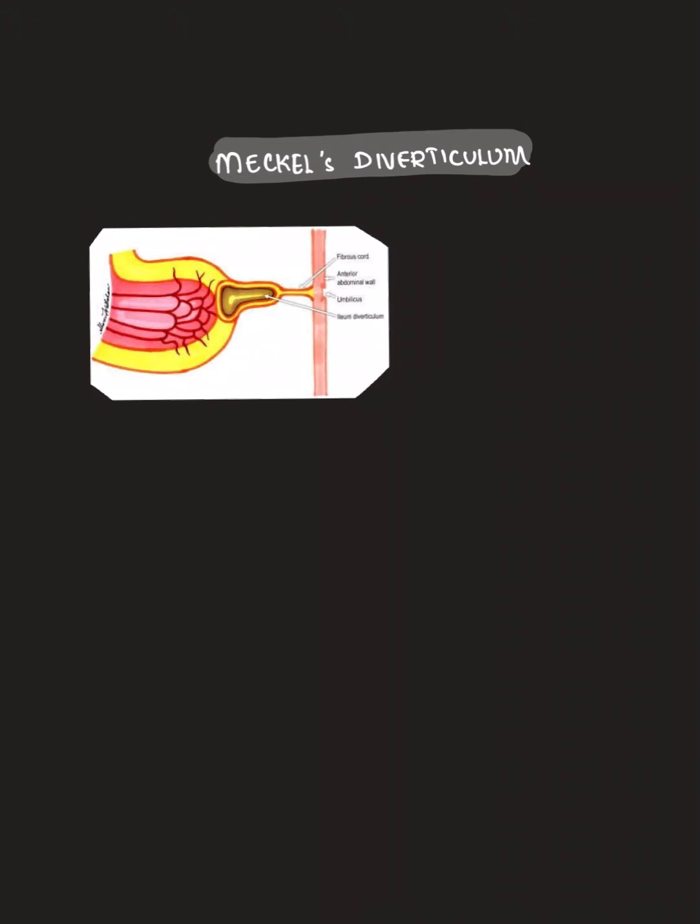Meckel's diverticulum. In order to remember the definition of this, I would want you to remember the 5 W's. The first W is why. Why does this Meckel's diverticulum arise? It's because of the unobliterated portion of the vitelline-intestinal duct. That is, there is an incomplete closure that is going to happen.